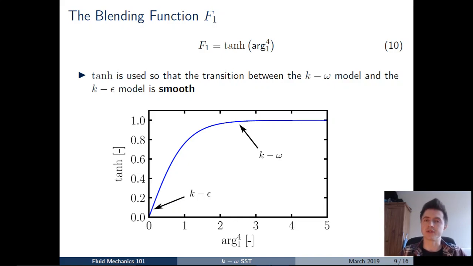Intuitively at this stage, we think that the argument to this function should depend on the distance to the wall, because we want the cells close to the wall to give us the K omega model, and the cells far from the wall in the middle of the free stream flow to give us the K epsilon model. So intuitively we expect this arg1 to be somehow related to the distance to the wall.